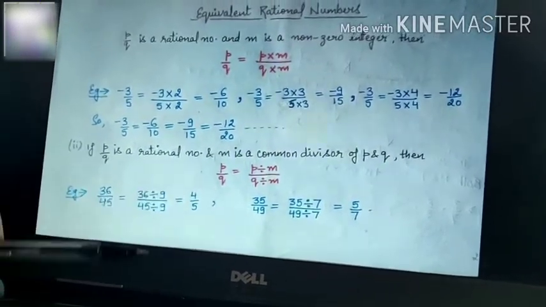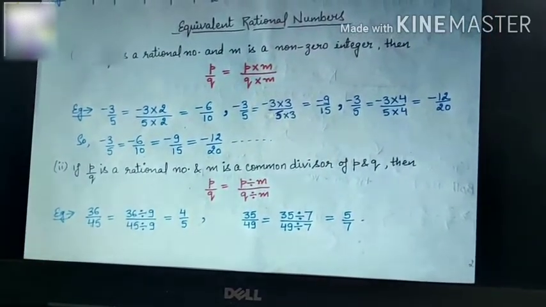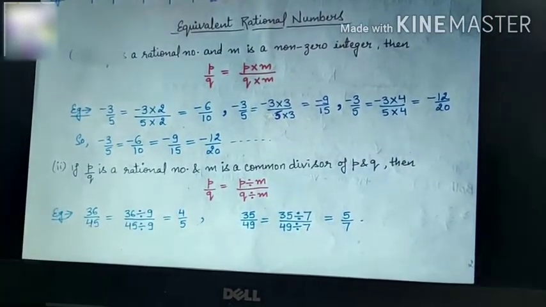36 divided by 9 is 4. 45 divided by 9 is 5. So the equivalent rational number is 4 upon 5.